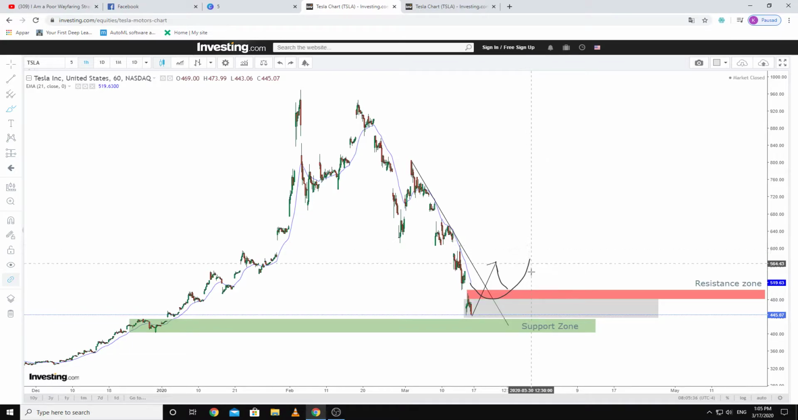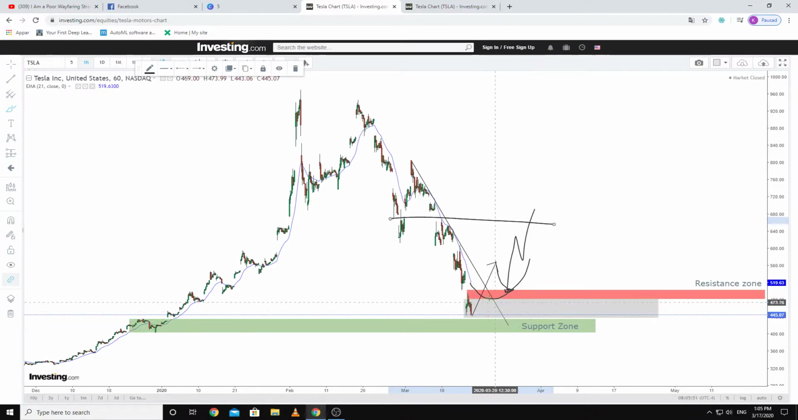Don't try to predict a falling knife. If you know what you're doing, this is the area that you're looking for, right? To then go long up towards these areas. Because we don't want to be buying.